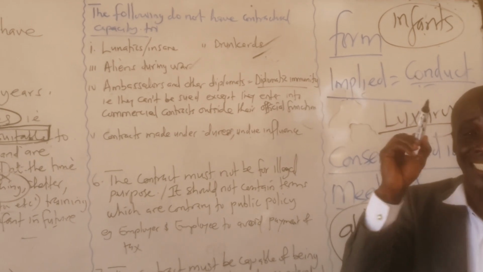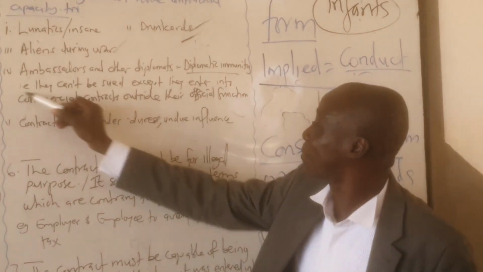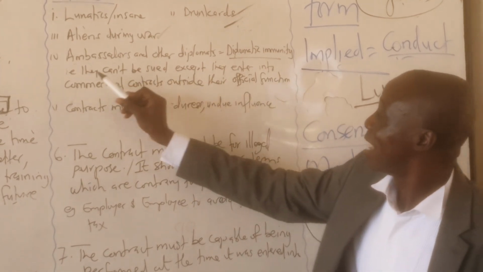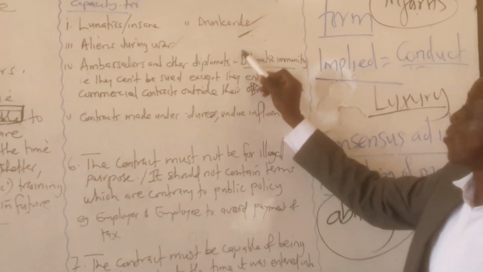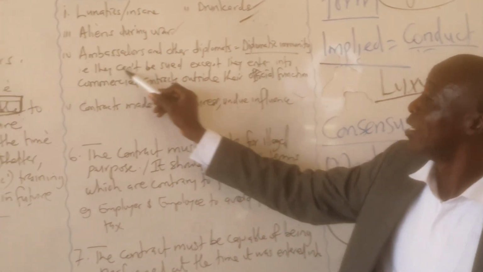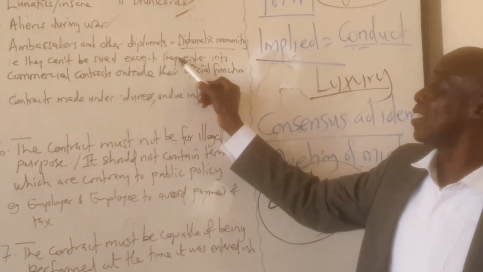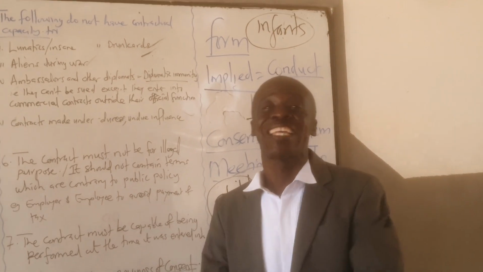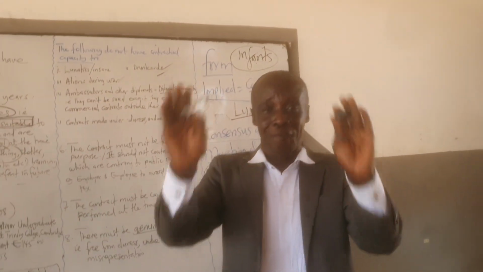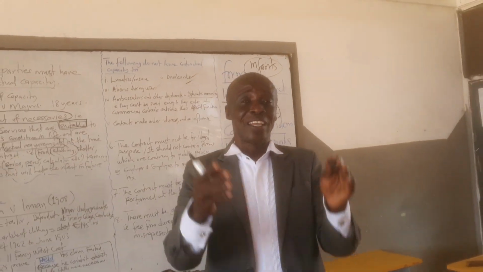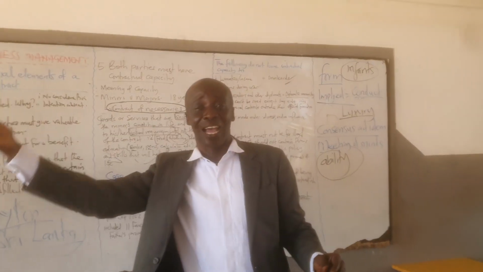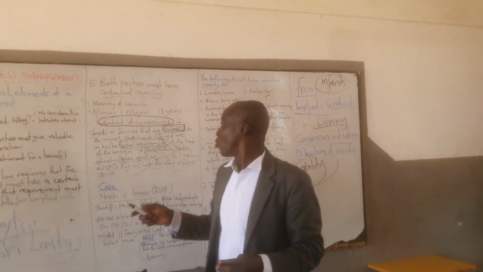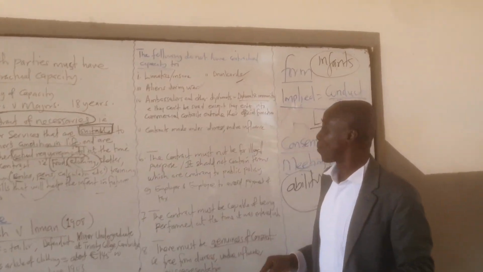Except, so look at it. Except, where is the except? So I said, when you say you have diplomatic immunity, it means they cannot be sued, except they enter into commercial contract outside their official function. Then that one, if it is outside his official function, then he can be sued. So be very careful when you are dealing with such people.